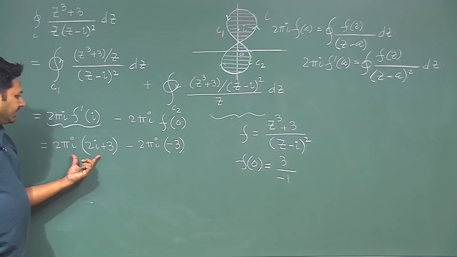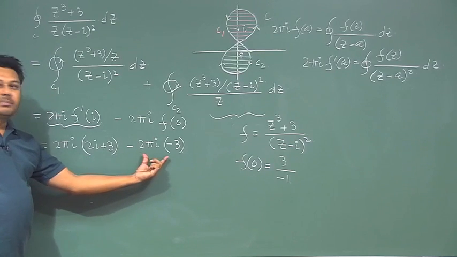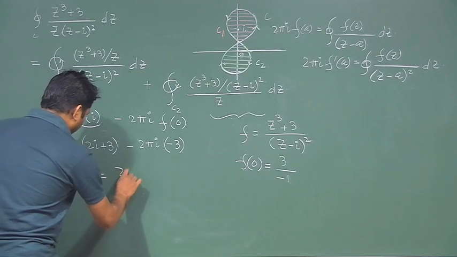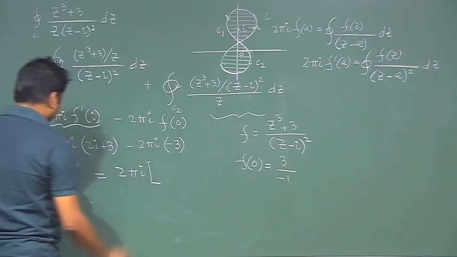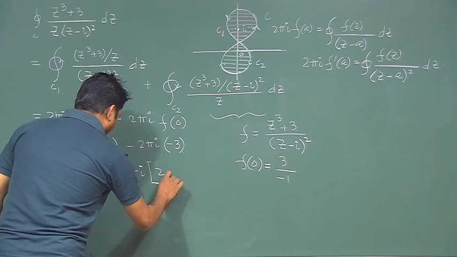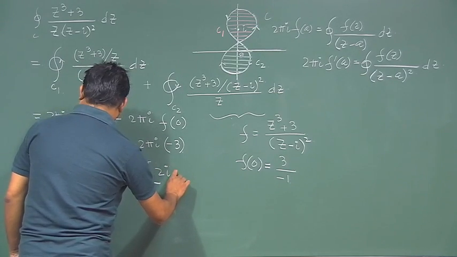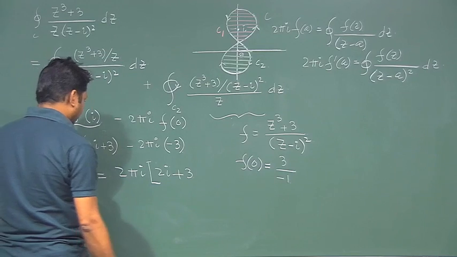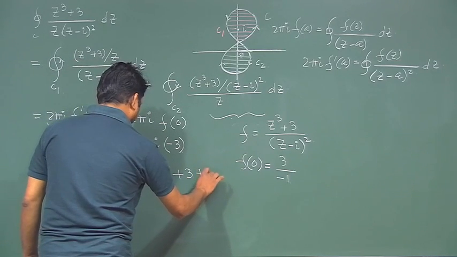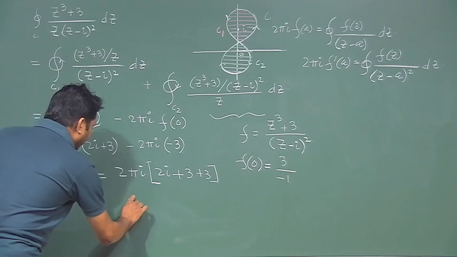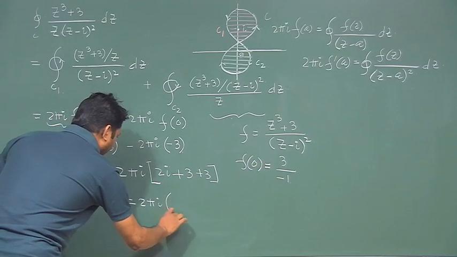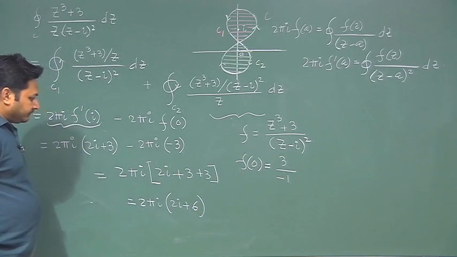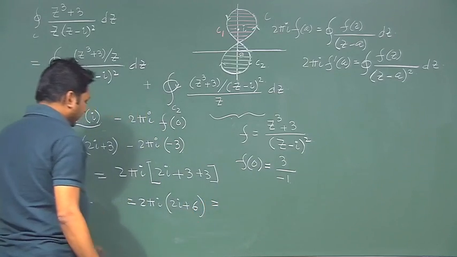So, my first part is this and my second part is this. So, if I now write 2 pi i, if I take common, then I will have 2 i plus 3 and plus 3 another 3. So, it should be something like 2 pi i multiplied by 2 i plus 6, or you can simplify more.